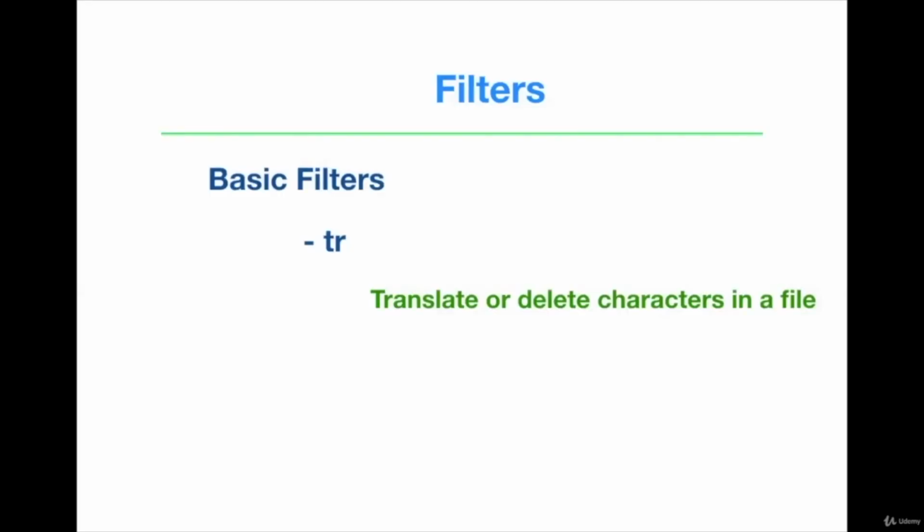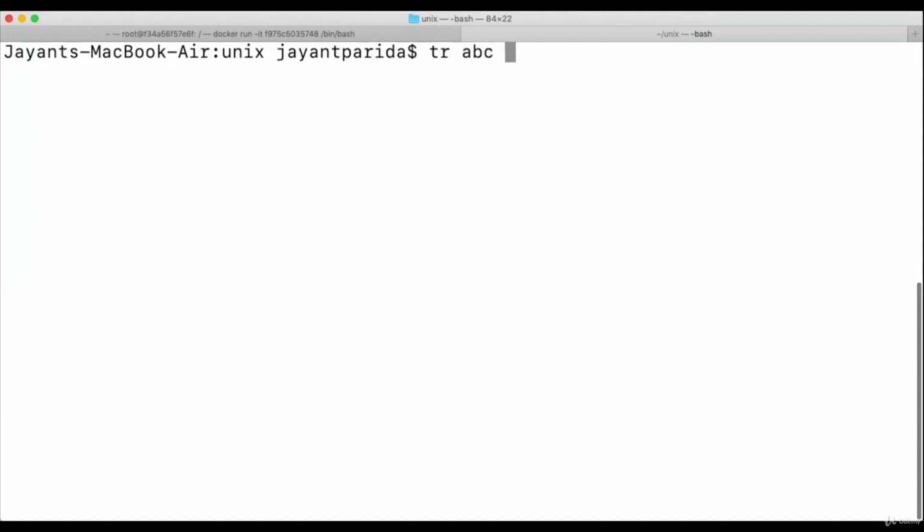tr, that is the translate command. It translates or deletes a character or multiple characters in a file. The input to the translate command would be a file. tr abc. Let's say we want to translate all the small characters to capital characters. So it expects the user to give some command line input as standard input. We can also read from files, but first we'll see how we can read from stdin.